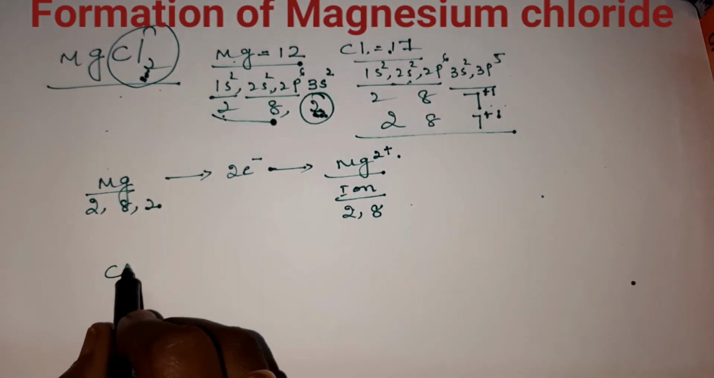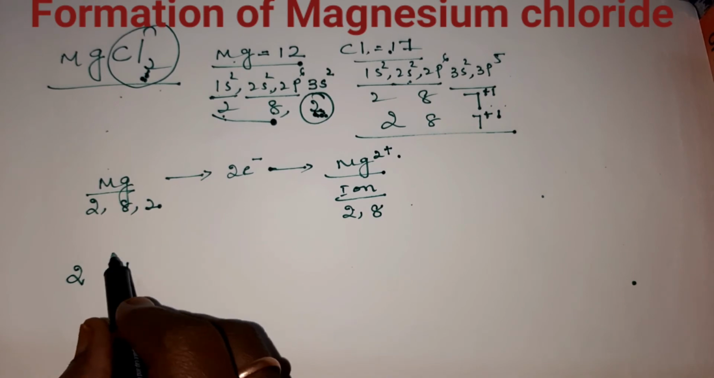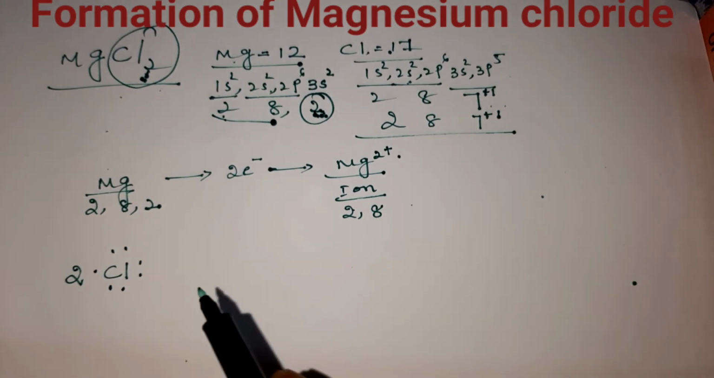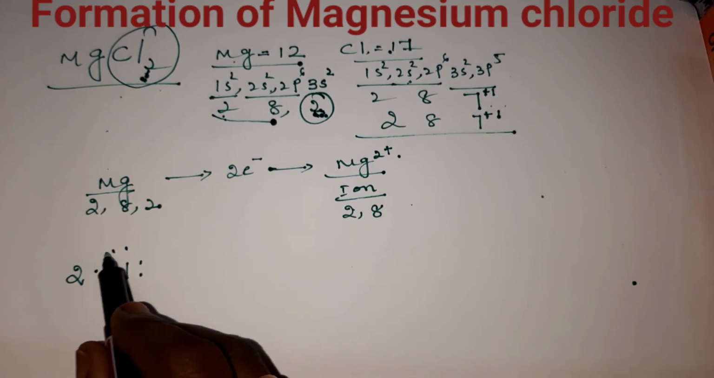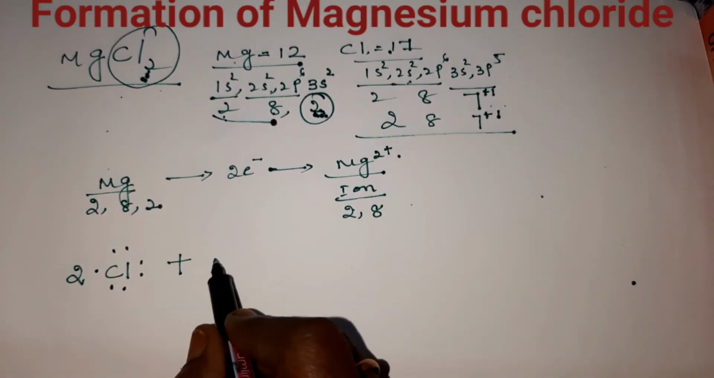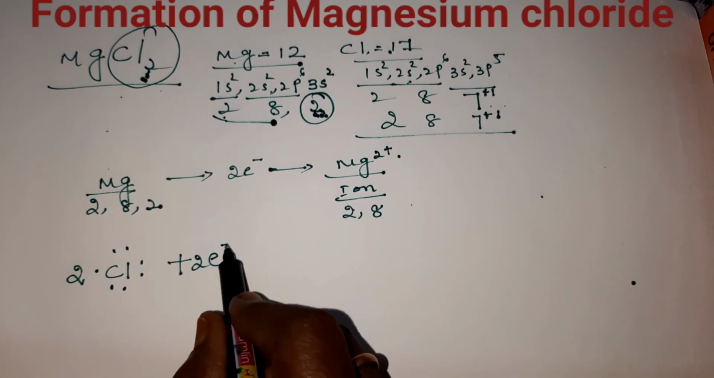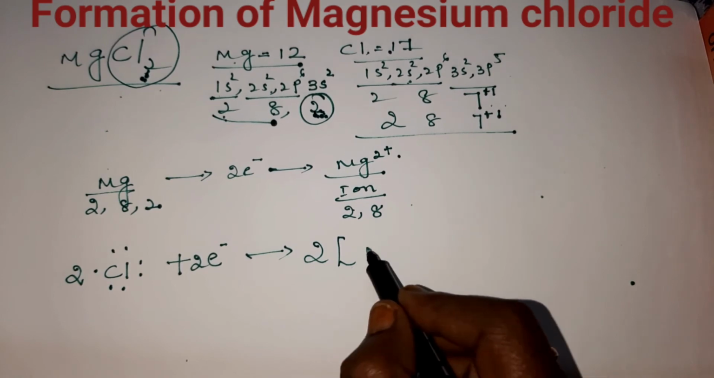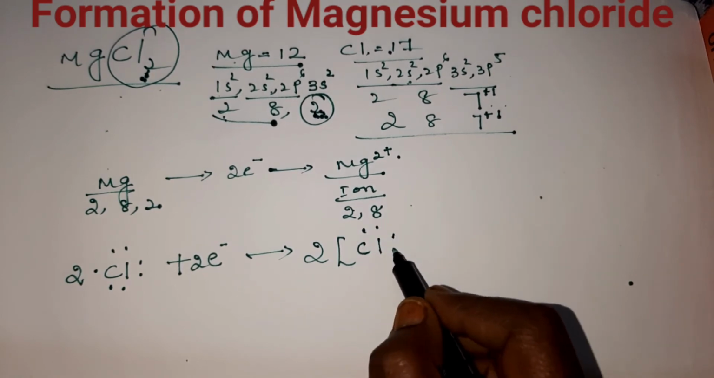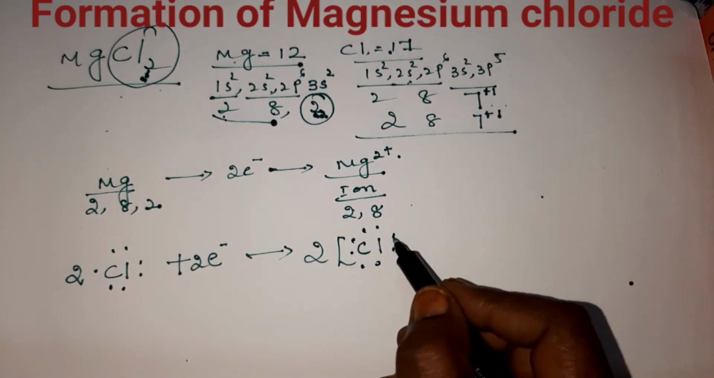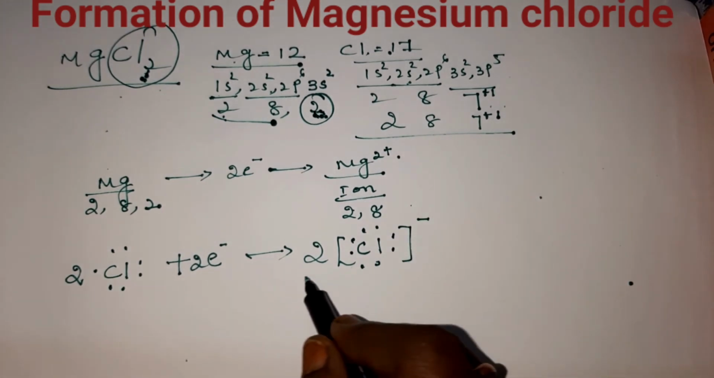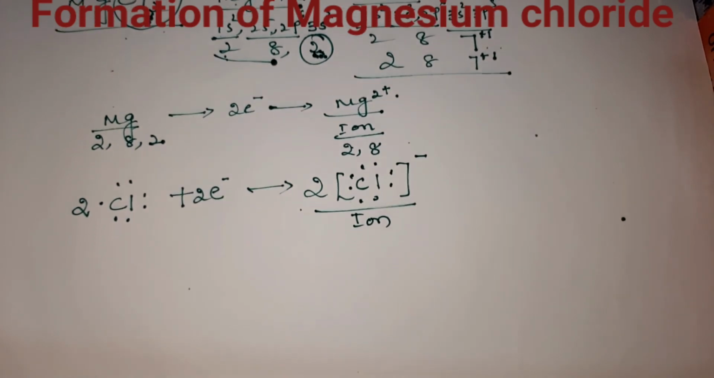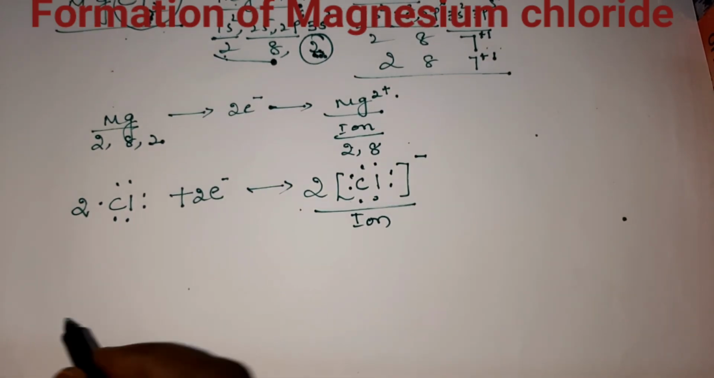If you take chlorine children, 2 chlorine atoms are present. Each chlorine atom has got 7 electrons in the outermost shell. Okay children. Now it gains 2 electrons. You have to write 2 chlorine. So the 2 chlorine atoms each gain 1 electron and become negatively charged and form chloride ion. Now we shall see how is the formation children.